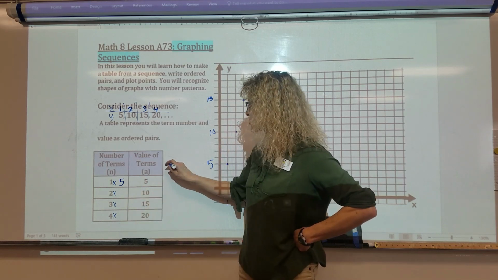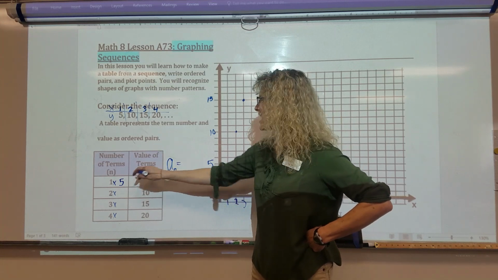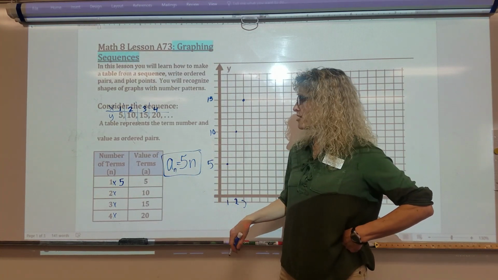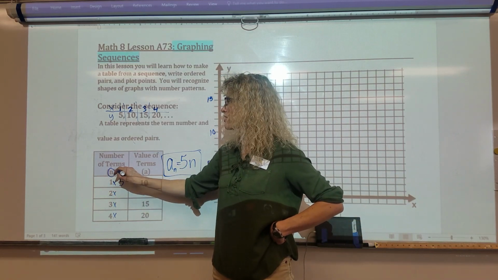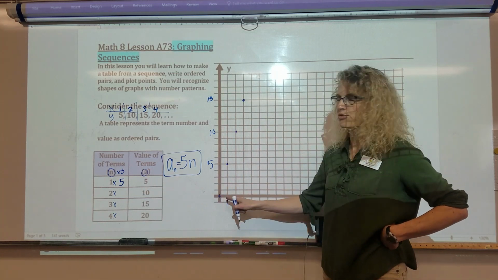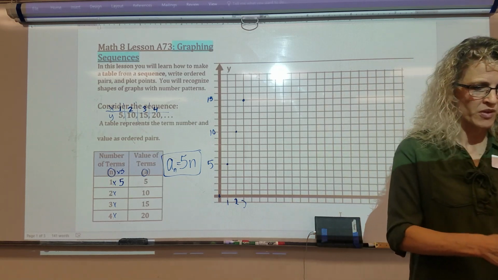We times 5 on everyone. So I could say my output is equal to my input times 5. So a sub n equals 5 times n. So meaning if I had a 0th term, 0 times 5 would still be 0. So yes, indeed, it does go through the origin. So I'd say it does have a direct variation relationship.